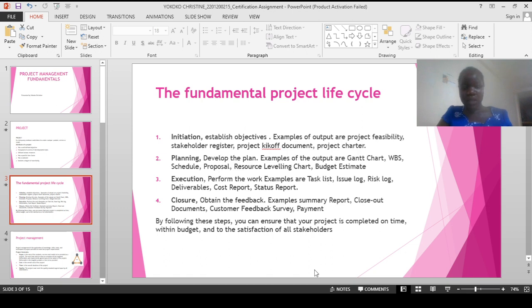Then we have the closure. Of course, a project always has a beginning and an end. It means that after it is initiated, planned and executed, there has to be a closure. Under this closure, you look at things like obtaining feedback, for example the summary report, the closeout documents, and the customer feedback survey. So by following all these steps, you can ensure that your project is completed on time, within the budget and to the satisfaction of all stakeholders. But once you miss any of these steps, definitely you'll have issues, especially with cost, or you may not be in position to meet the deadline.